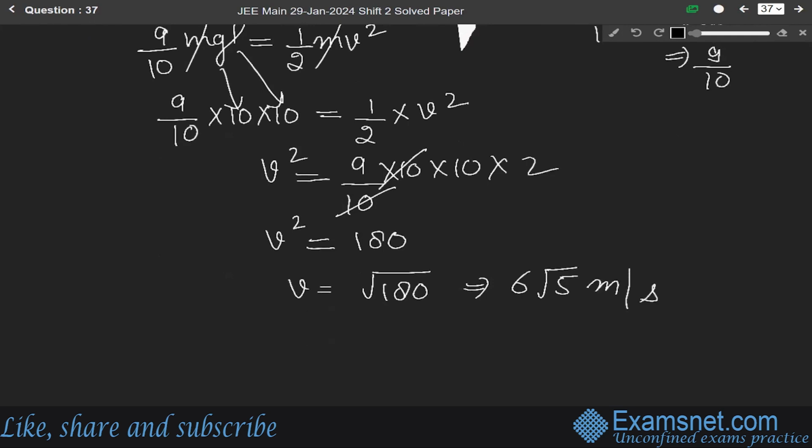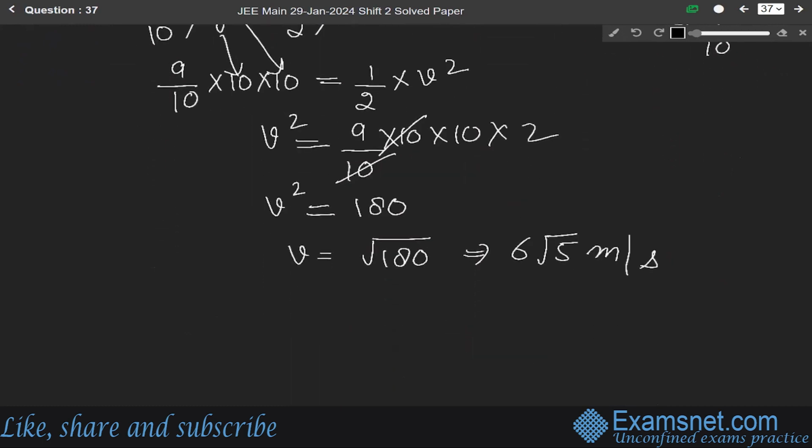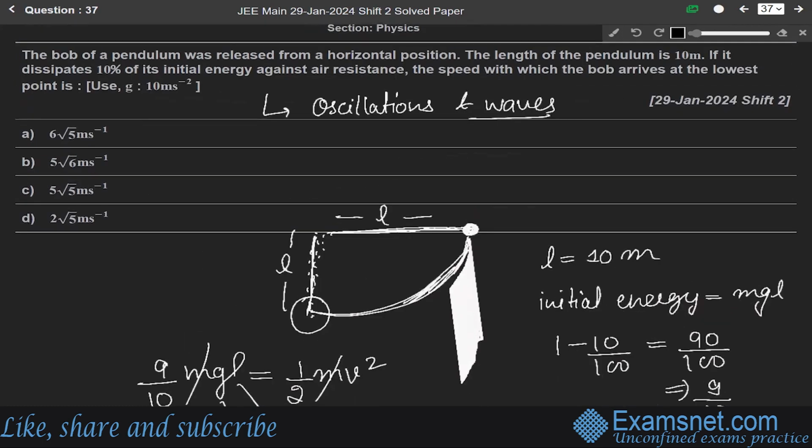So the speed with which the bob arrives at the lowest point, means at this point, its speed is given as 6 root 5 meter per second. So the correct answer is option A.